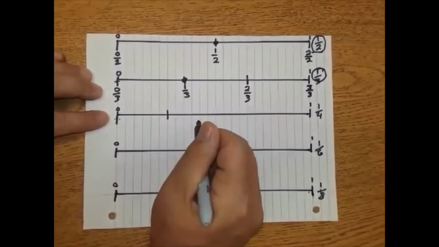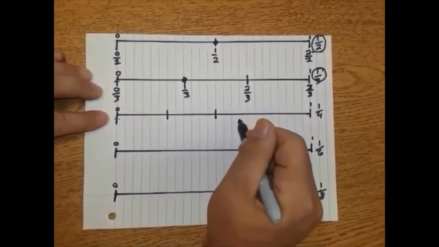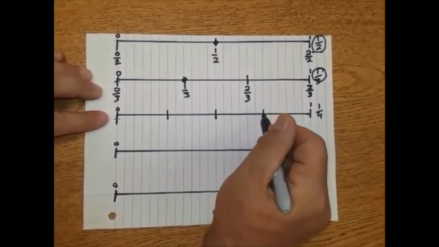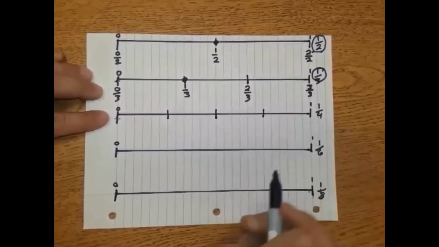1, 2, 3, 4, 5, and 6, and that gets me halfway right there. 1, 2, 3, 4, 5, and 6, and then 6 more gets me to 1 whole.